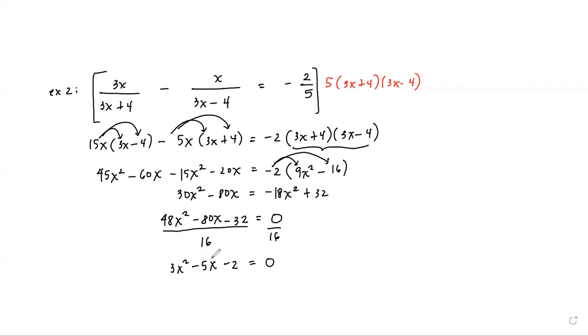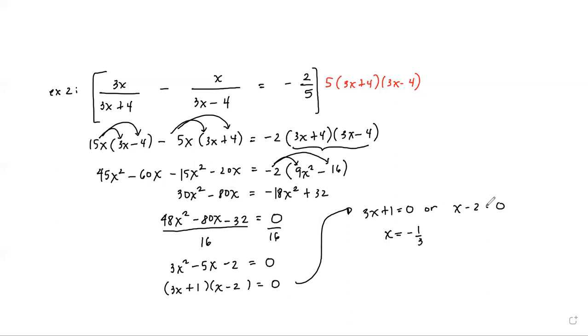And then we shall factor 3x squared minus 5x minus 2. Factors of 3x squared are 3x and x. And then the factors of negative 2 will be negative 2 and positive 1. So the factors are 3x plus 1 and x minus 2. So by the zero product property, we equate both of these factors to 0 and then we solve for x. So for the first equation, x is equal to negative 1/3. And for the second equation, x is going to be positive 2.